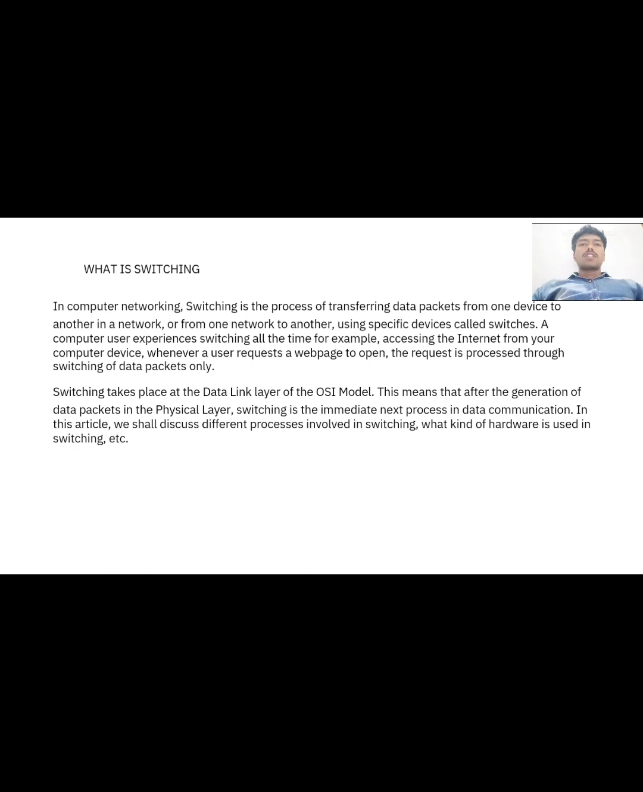Switching takes place at the data link layer of the OSI model. This means that after the generation of data packets in the physical layer, switching is the immediate next process in data communication. In this article, we shall discuss different processes involved in switching, what kind of hardware is used in switching, etc. So, switching means the transfer of data from one computer network to another computer network.